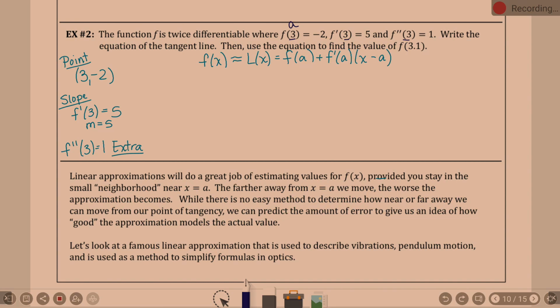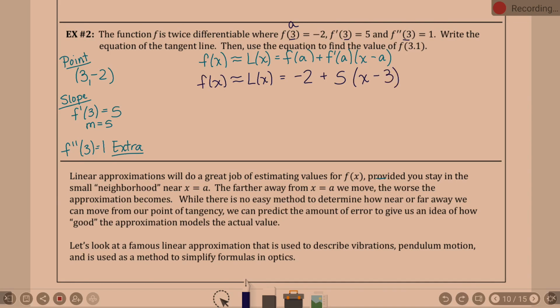So when we're writing this equation, f of x, which is approximately equal to L of x. F of a, what is f of a? F of 3, but what is f of 3? Negative 2. Plus f prime of a, the slope at 3, which is 5, times x minus a. X minus 3.